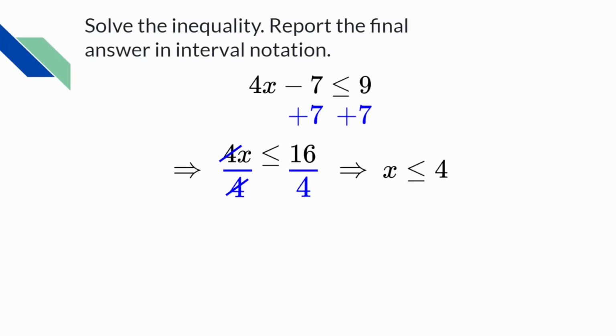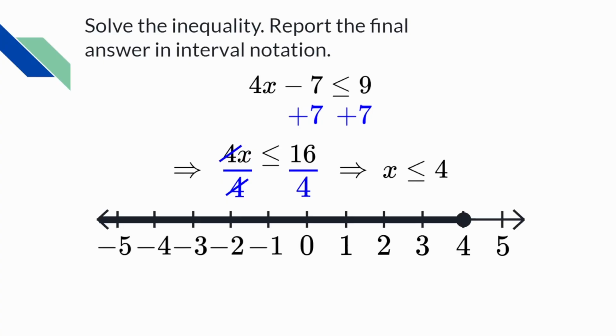So let's visualize this on the number line. We're going to shade everything to the left of 4, and we'll use a dot at 4 to indicate that it's included in the solution set. In interval notation, remember, we read the number line from left to right like it's a sentence in English. We have everything from negative infinity all the way up to 4, and 4 is included, so we use a bracket. This is our solution set. Let's move on to the next example.